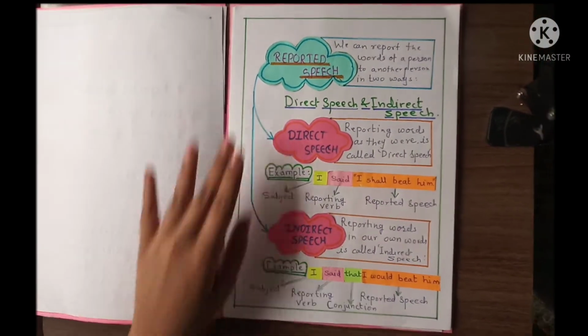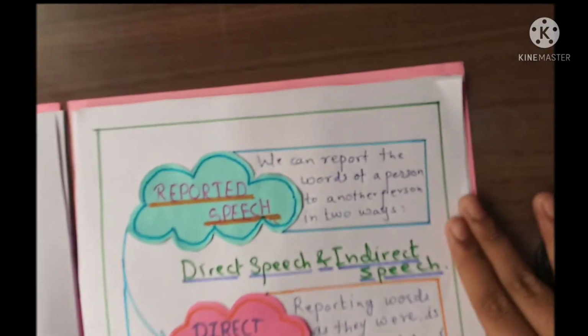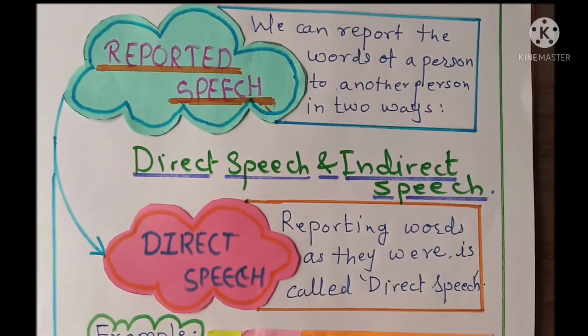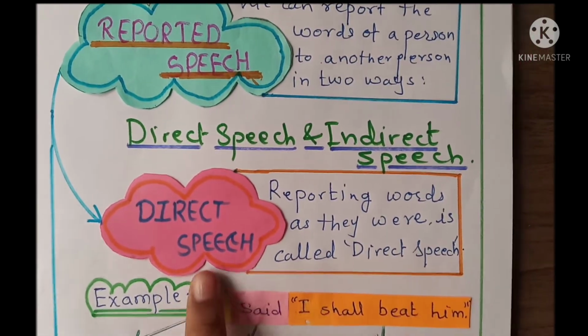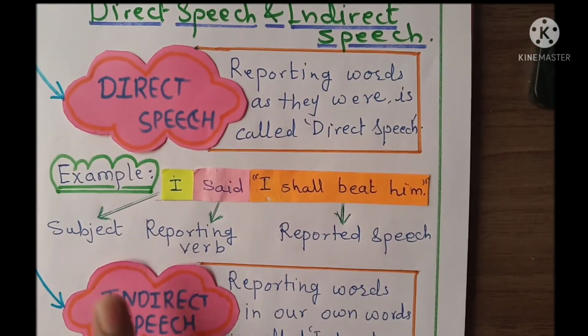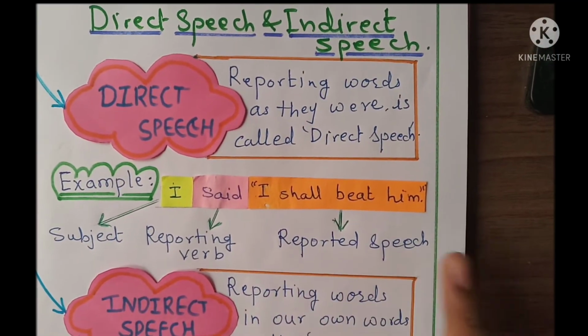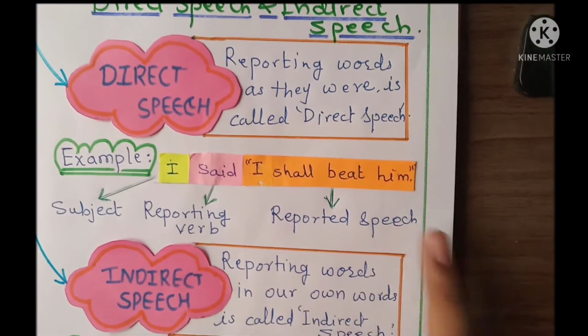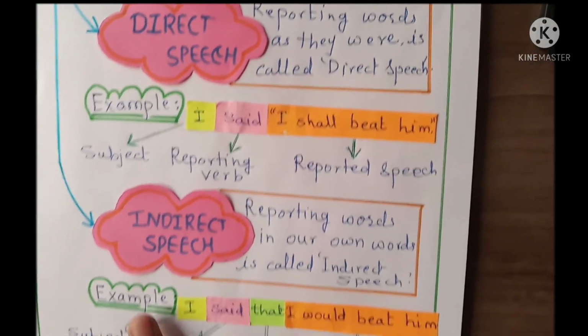Reported speech. Here is the description of reported speech. Direct and indirect speech. Direct speech, and here is the description. Here is the example: I said, "I shall beat him." I is the subject. Said is the reporting verb. "I shall beat him" is the reported speech.